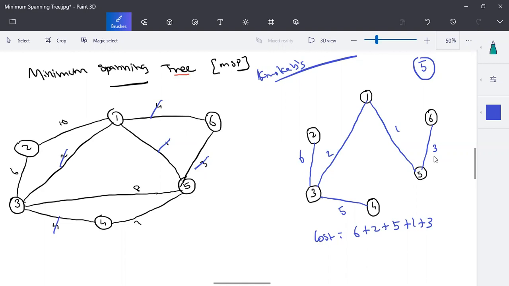Kruskal's is going to find all possible shortest edges and include them. Whereas Prim's starts from a single source, and from that single source, it is going to form a minimum spanning tree. Okay, thank you.